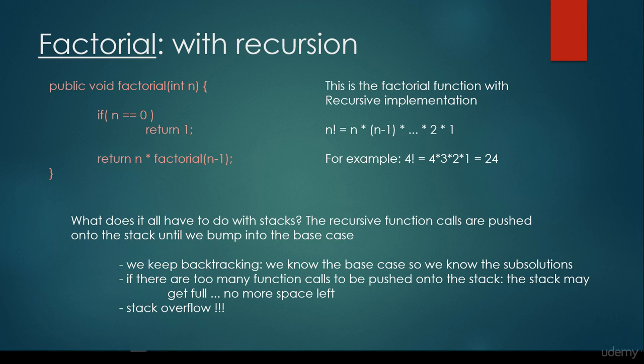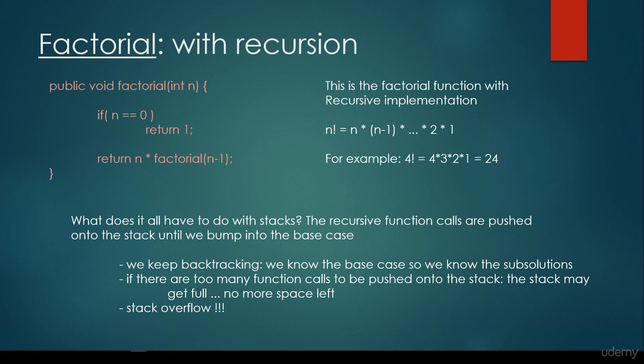It's very important to implement this factorial function with the help of recursion. For recursive algorithms, we have to have a base case. Basically, if n is equal to 0, we return 1. This is the base case: the factorial of 0 is equal to 1. Otherwise, we return n times the factorial of n minus 1. And this is the implementation for the factorial.